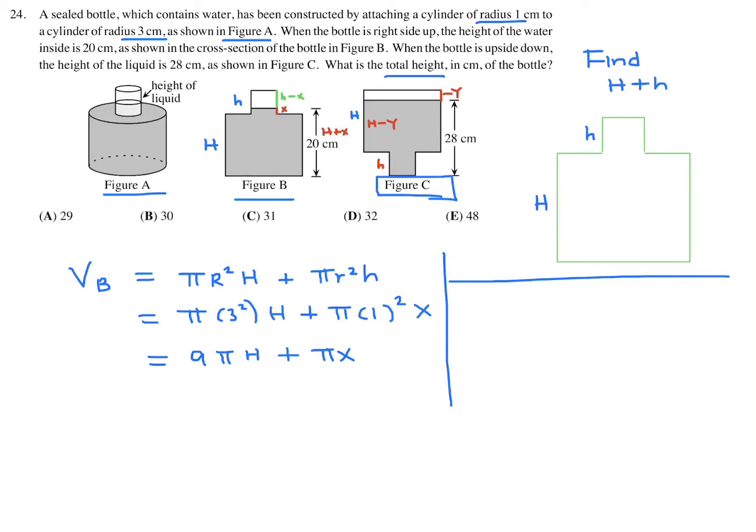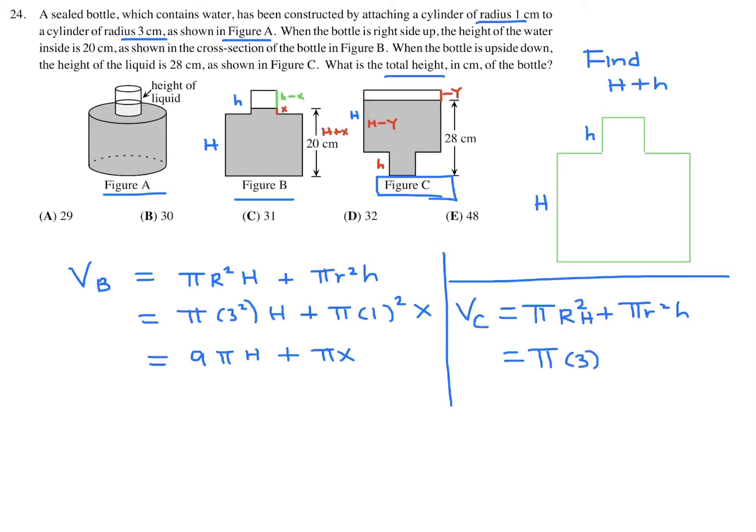All right. Now we get to figure C, sorry. We just did figure B. So now the volume of figure C. Very similar. Again, you're going to cut it into 2 parts, and that will allow us to figure out the volume. So pi r squared plus pi little r squared times h, like that. Pi r squared big H, pi r squared little h. So the big R is 3 again.